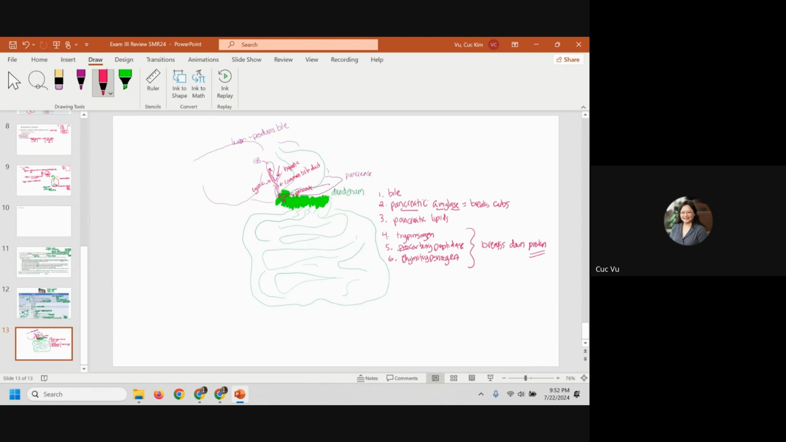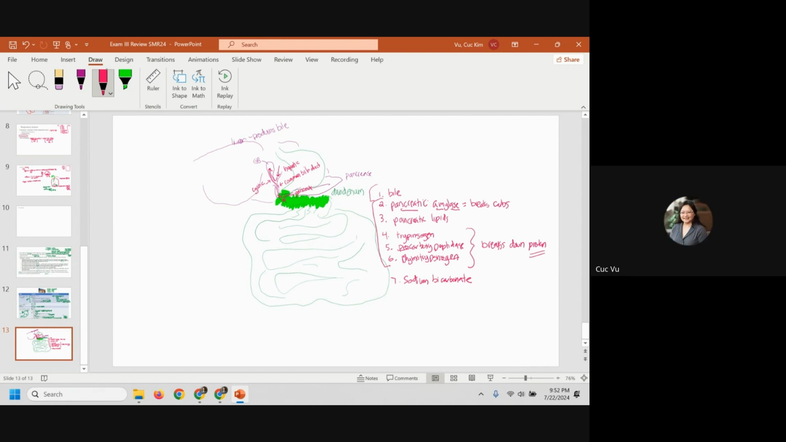Okay, we're missing one more. What else is produced in the duodenum? So all of this is by the pancreas. This is by the sodium bicarbonate. Perfect. So why the sodium bicarbonate? Where did the food just come from prior to the duodenum? It came from the stomach. And it's got hydrochloric acid. There you go. That's right.